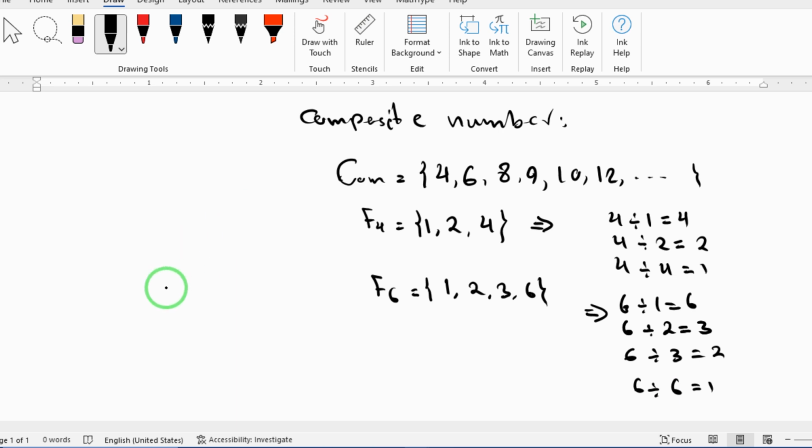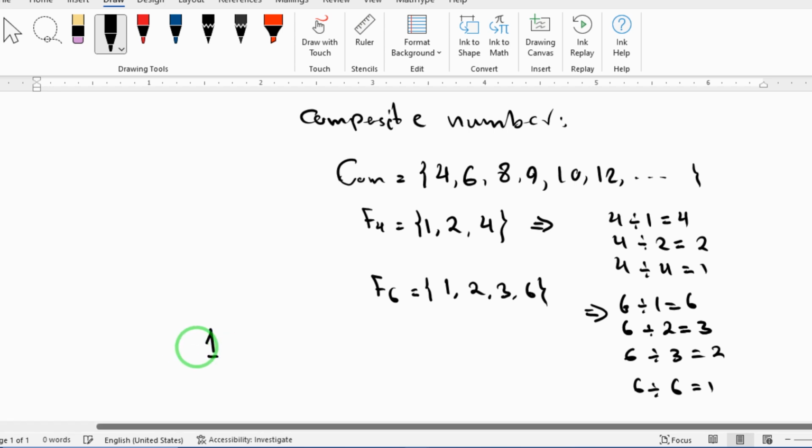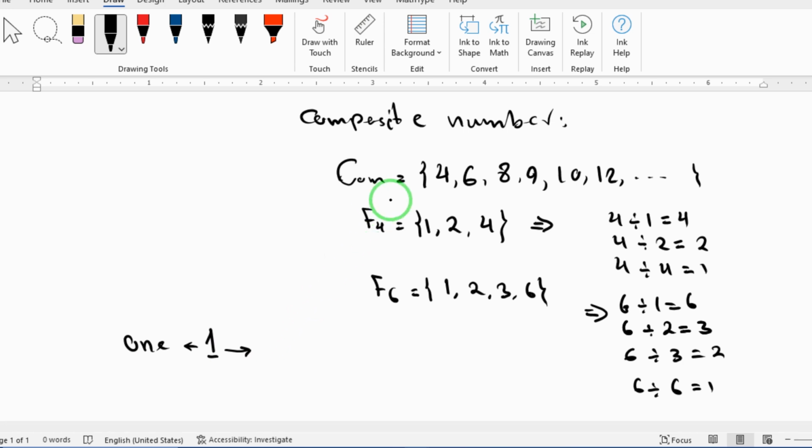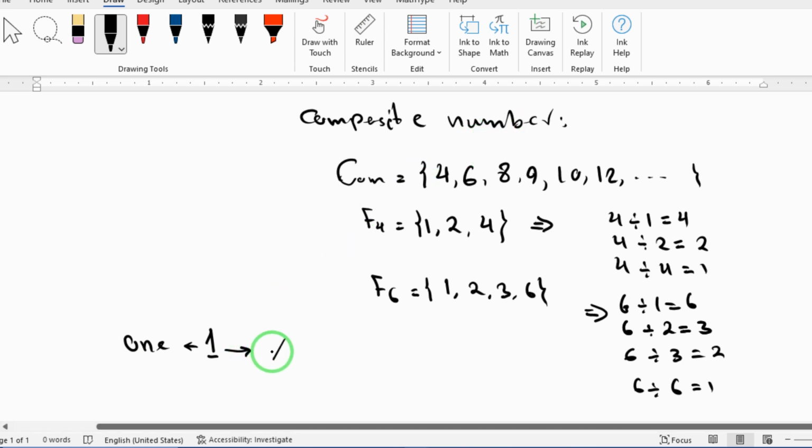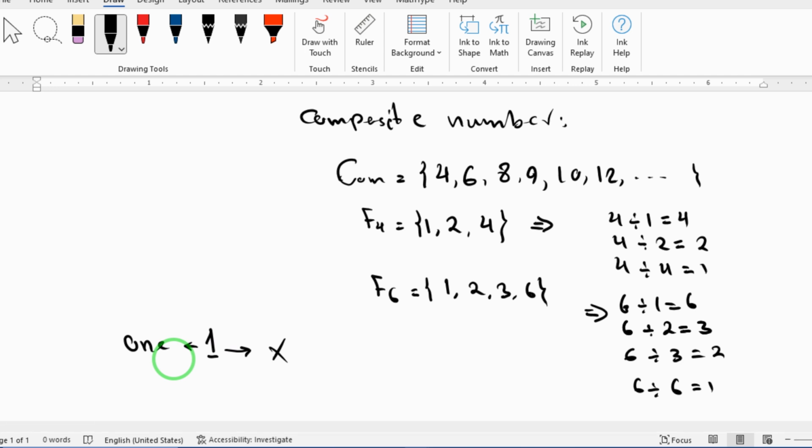It should be mentioned that the number 1 is neither a composite number nor a prime number. It is included in none of them, not a prime number, neither a composite number. These were the types of numbers.